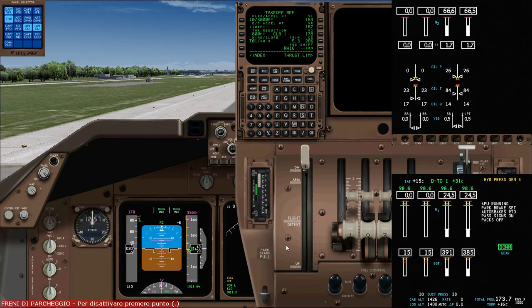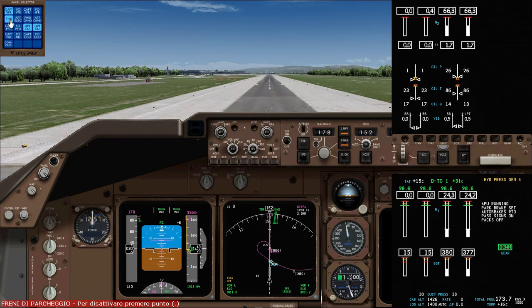Okay, and we can set the fuel control to run on both engines. And you will see the two engines just starting again. Got back to 38. And that's much more realistic than what we were looking before. We decided to do it more realistically.